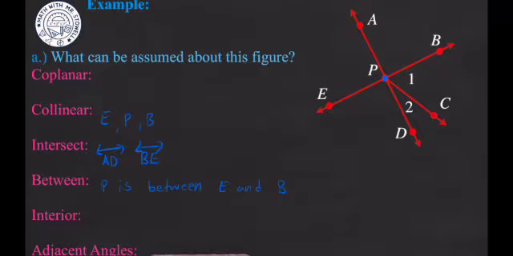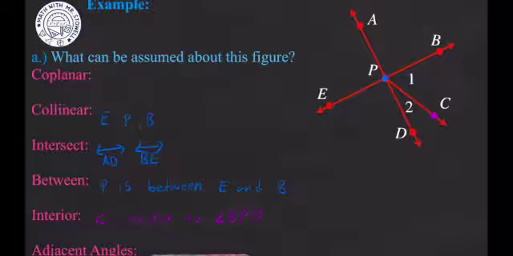Interior. We can assume certain points are inside some of the angles. For instance, we can assume that point C is interior to angle BPD. That's one example. There's other examples of interior points. We could have point D. Point D is interior to angle EPC.